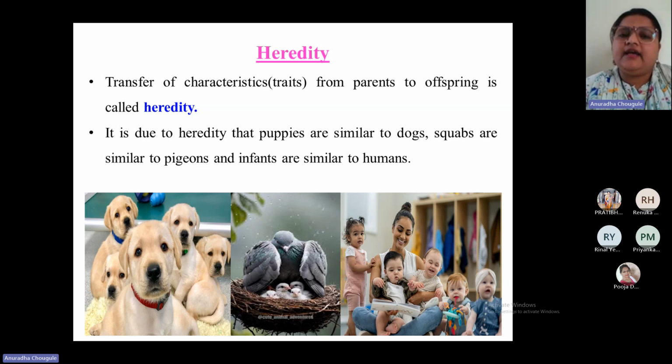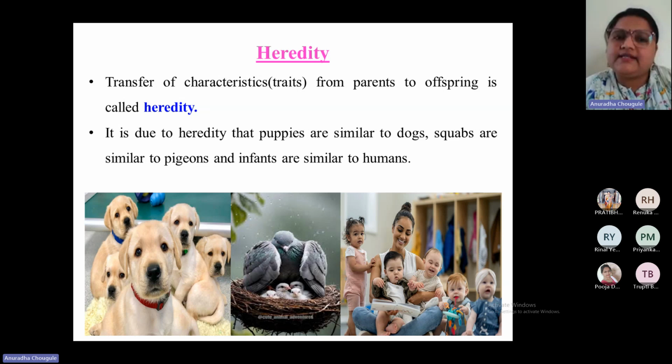So for heredity, we can observe these pictures and say the human beings look like their parents. Also the puppies look like their parents, and also the kittens look like their parents, like cats. These are nothing but due to heredity only.